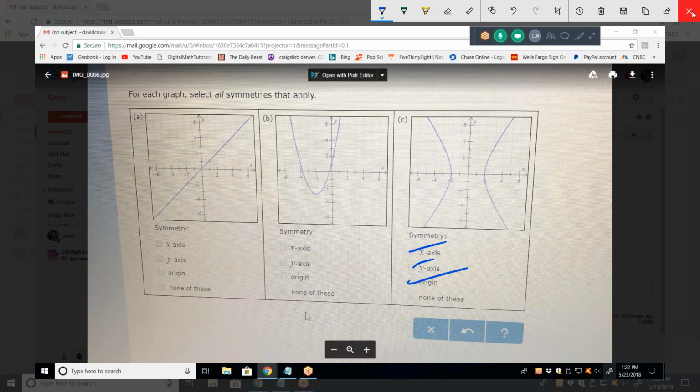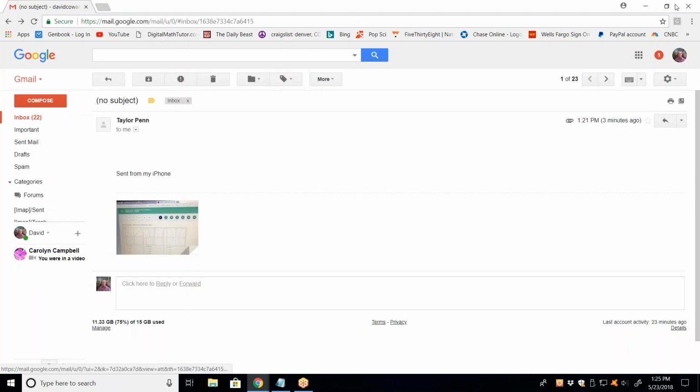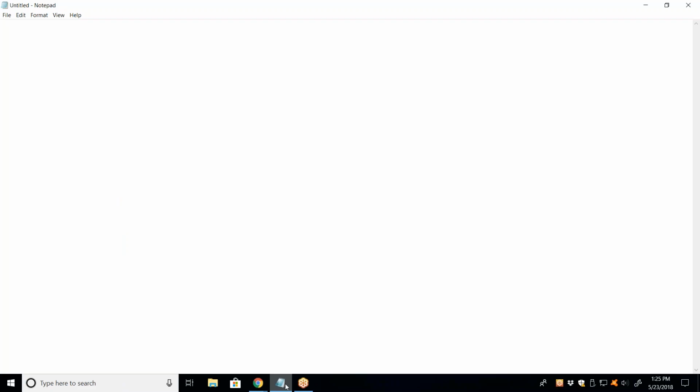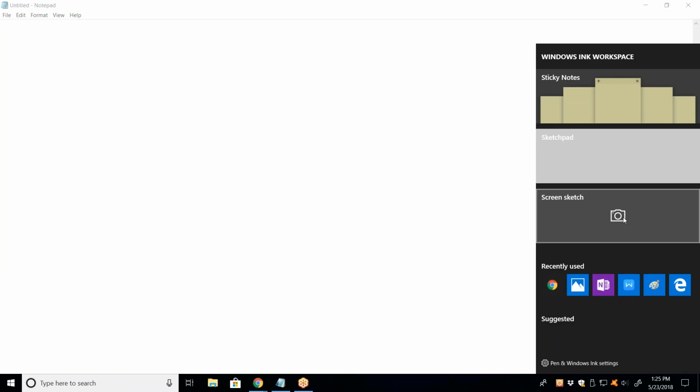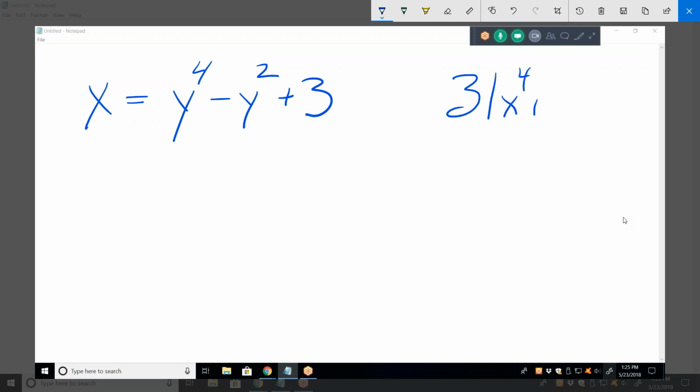Okay. So the next one I have is like 2 different problems, but on the same scale. And you can verbalize them. So it'd be x equals y to the 4th minus y squared plus 3. And it's asking me if it's symmetrical on the x-axis, y-axis, origin, or none of the above. And then the next one is 31x to the 4th plus 5y to the 4th equals 5, and it's asking me about symmetry as well.